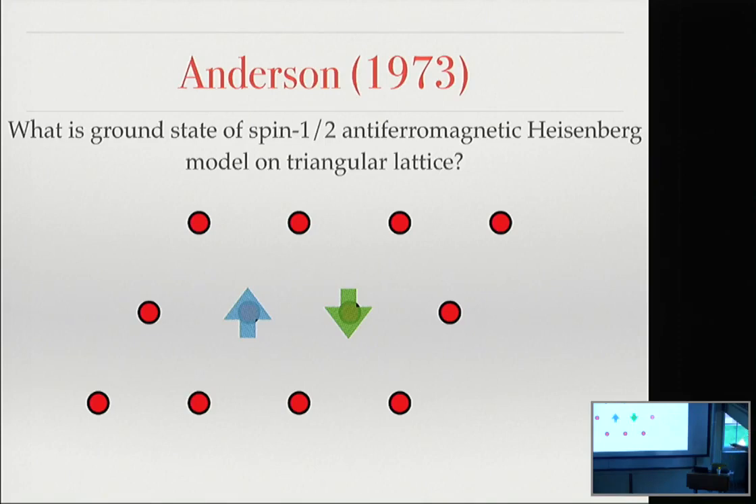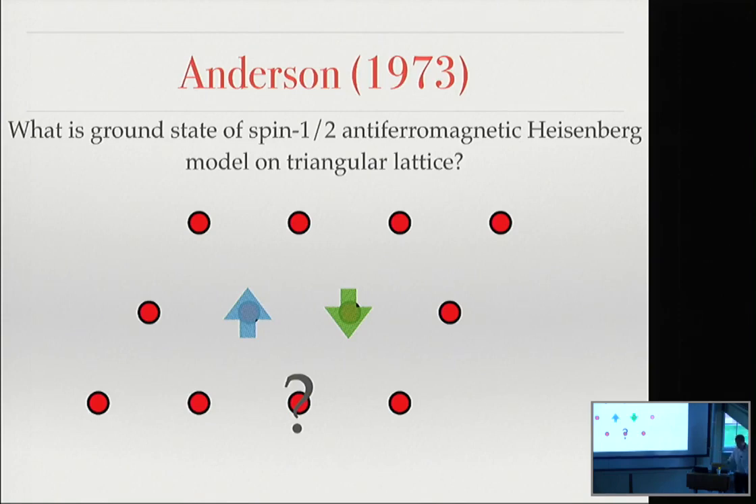So if you're looking at the spin-1/2 Heisenberg model on a triangular lattice, you throw down one spin up. Look at a neighboring site. Well, probably the best thing there is a spin down, right? Well, now we're frustrated. We don't know what we're going to put here, because if we put down, it's happy with this one but unhappy with that one.